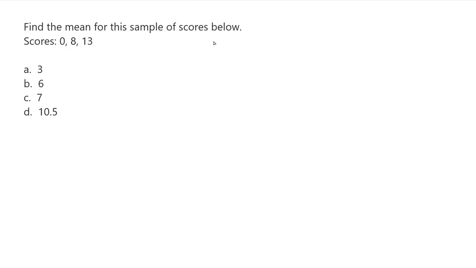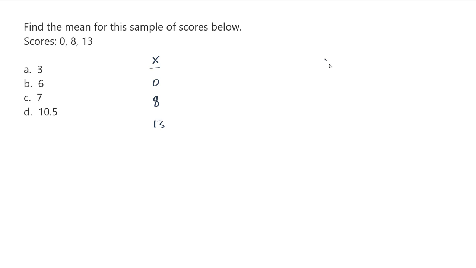Find the mean for this sample of scores below. The scores in this sample are 0, 8, and 13. So we have 3 different scores. One of them is a 0, and sometimes I get students asking me, do we need to bother including the 0? Because after all, it is 0.